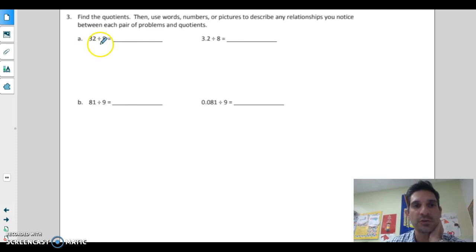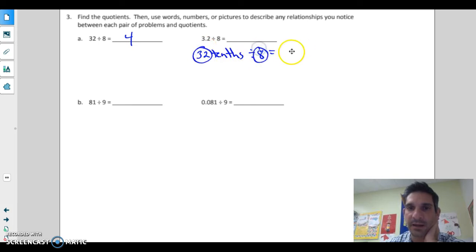So 32 divided by 8 is 4. So this is saying now the numbers are the same, the 3 and the 2, but it's 3 and 2 tenths. So I'm going to say it's 32 tenths divided by 8 equals blank. So what's 32 divided by 8? Well, it's 4 tenths, which is equal to 0.4.